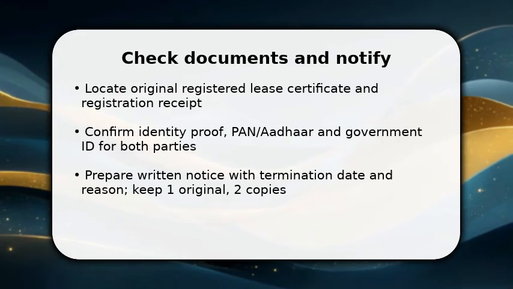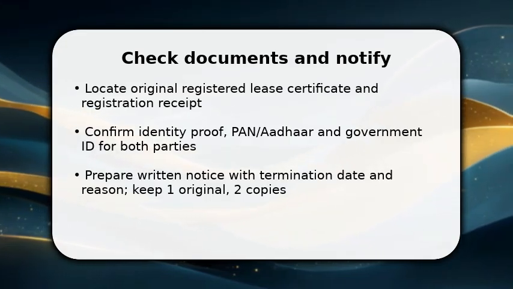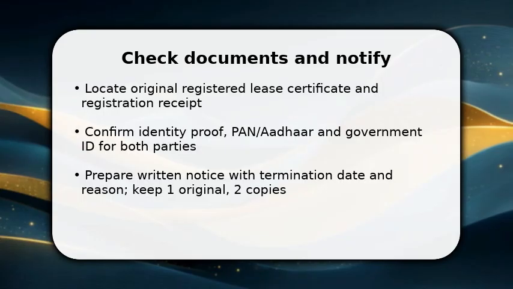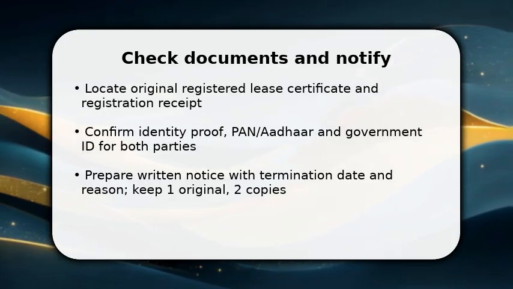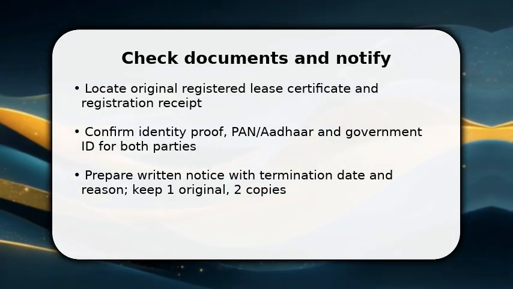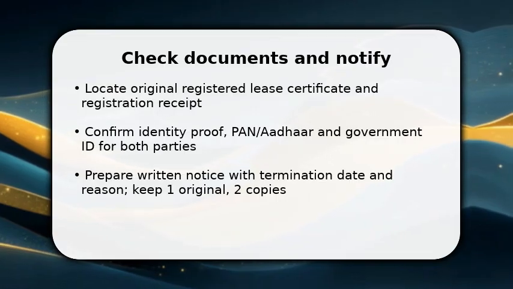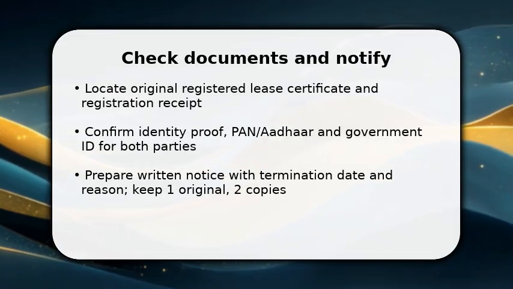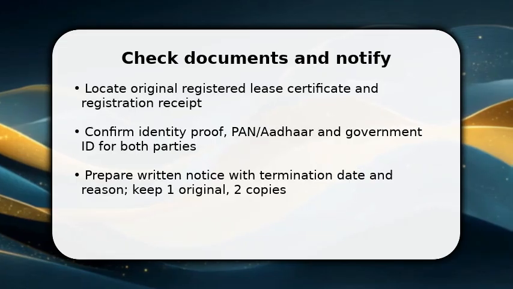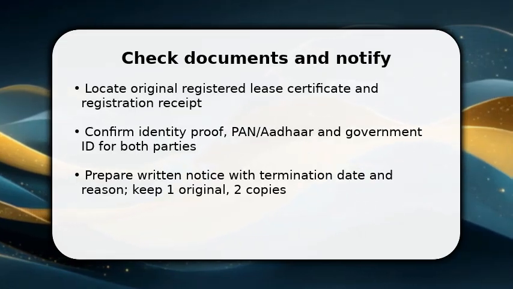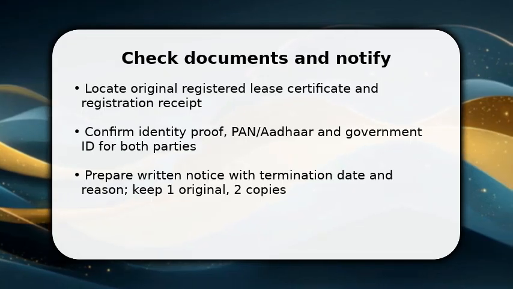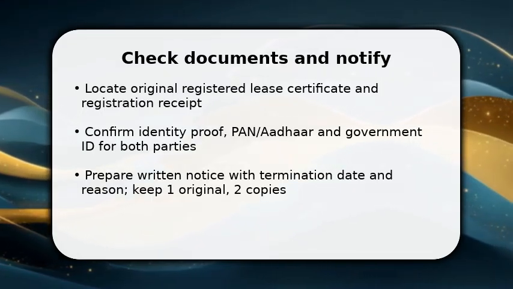Enjoy the video. You start by gathering the registered lease deed, registration receipt, and ID proofs for both parties because the registry office requires originals. Once you have these, draft a clear written notice stating termination date and grounds. Sign it in the presence of a witness. Then serve the notice to the other party by hand or registered post and record delivery proof.